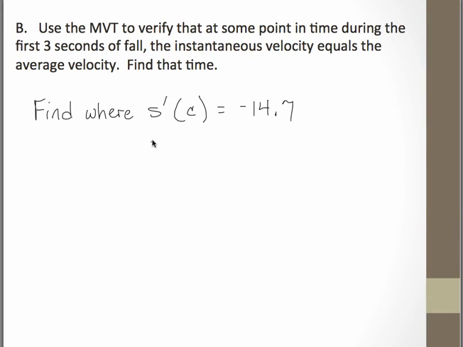So if you go ahead and find the derivative of the function, that would give us a negative 9.8. Remember, I'm calling it c instead of t. If you were to call it t, that's fine. No harm done. We can always just call it the c value in the end. So dividing, we get that c is 1.5 seconds. So what that's telling us is that at the 1.5 second mark, the instantaneous rate of change at that particular time is equal to that average rate of change that we found over that time period from 0 to 3 seconds.